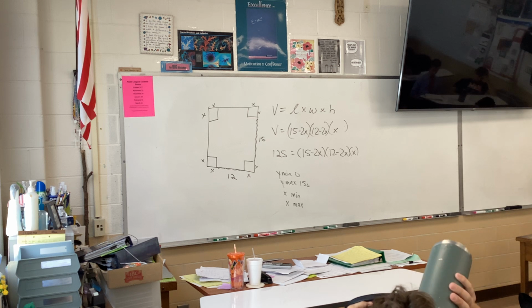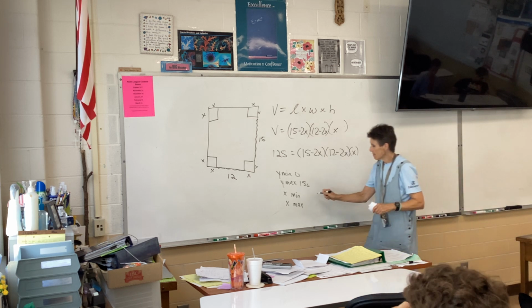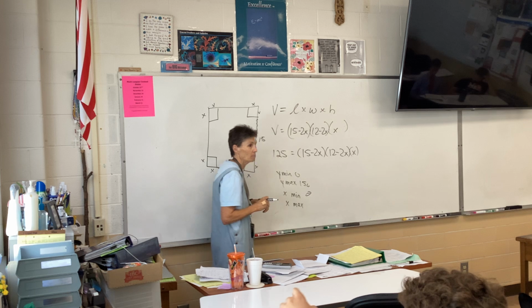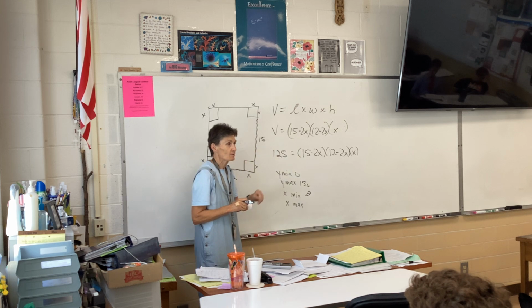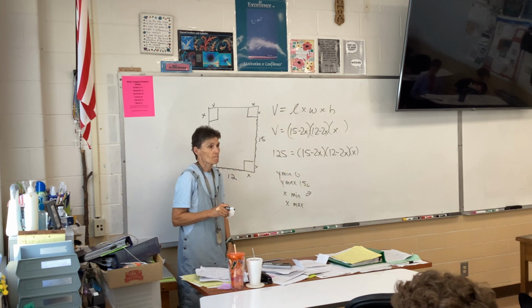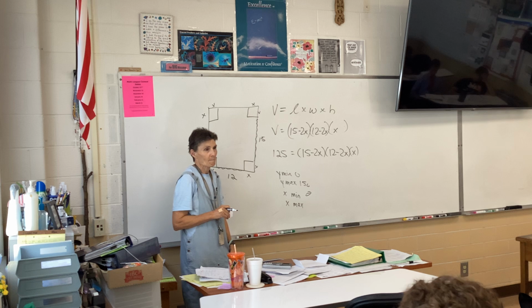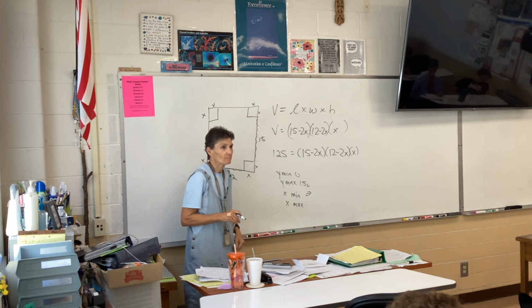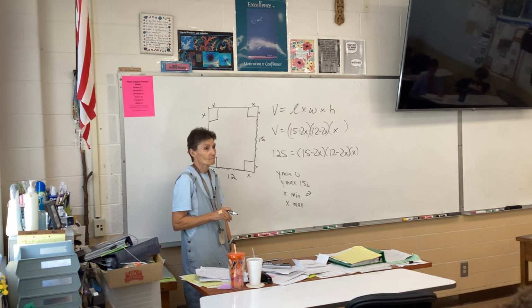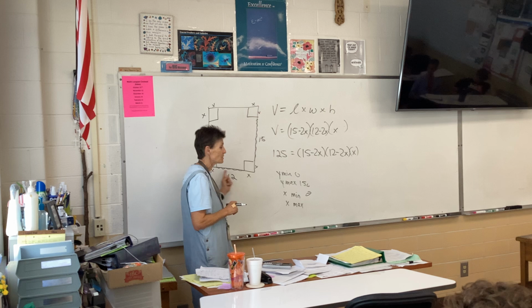How about a maximum X? Is there a maximum X for this problem? It's 6. I heard somebody say 6. Who said that? Big Al? Why? It's because it's gonna be 12 minus 2x, so it'd be 12 minus 2 times 6, which is 0. Exactly. Think about your smallest dimension of your paper.